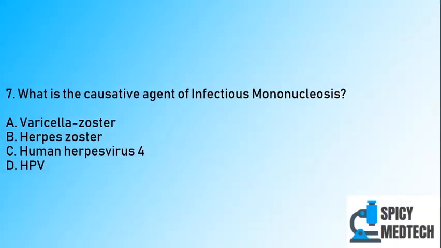Number 7. What is the causative agent of infectious mononucleosis? A. Varicella-zoster, B. Herpes zoster, C. Human herpesvirus 4, or D. HPV. The answer for number 7 is letter C, human herpesvirus 4.